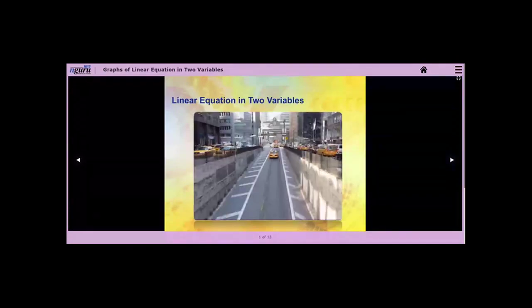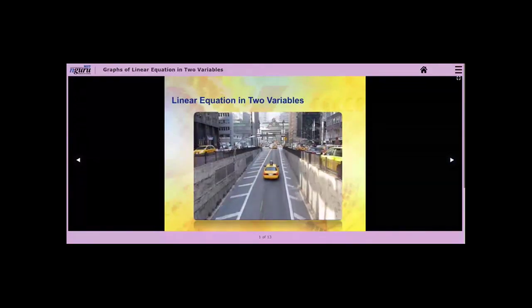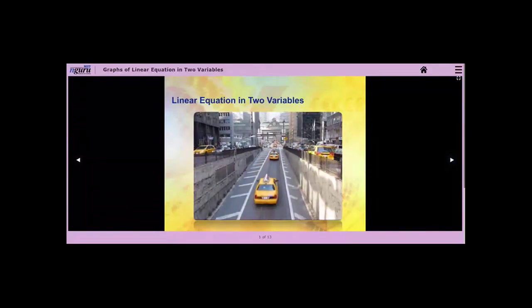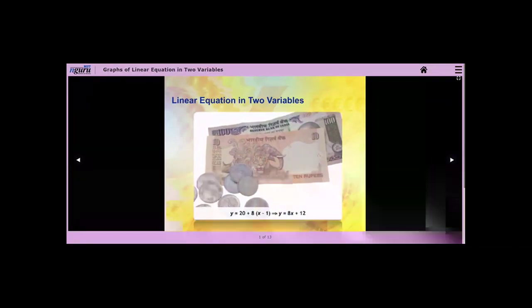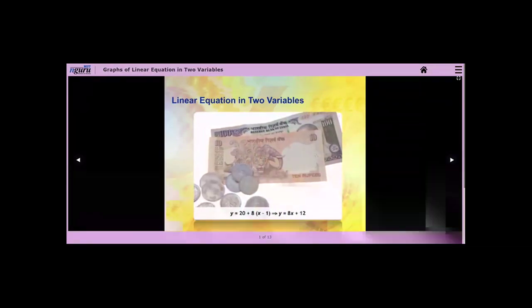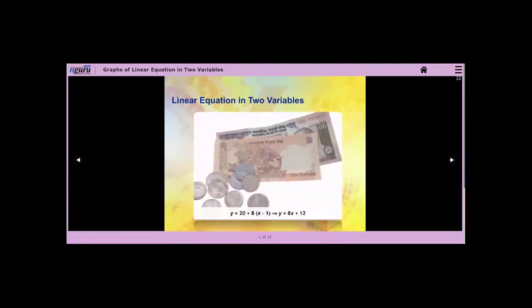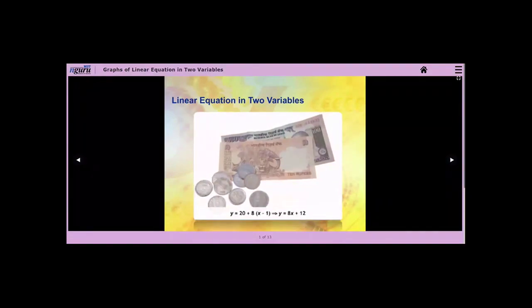Nancy wants to go home in a taxi. The taxi fare for the first kilometer is 20 rupees. And for the subsequent distance, x kilometers, it is 8 rupees per kilometer. If the total fare is represented by y rupees, then the situation can be represented by the equation shown. In this topic, you will learn to represent such situations graphically.